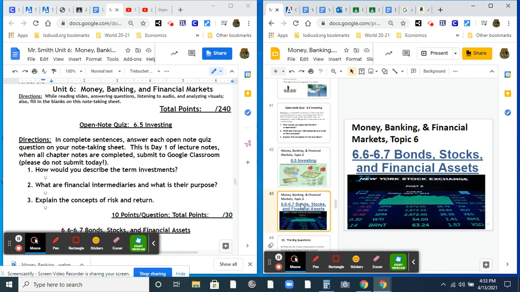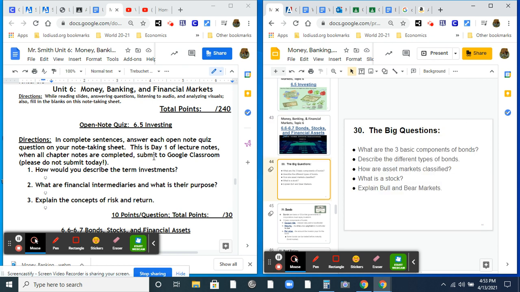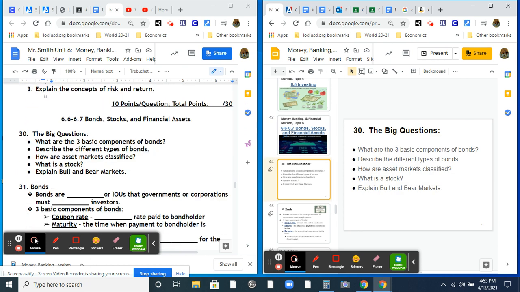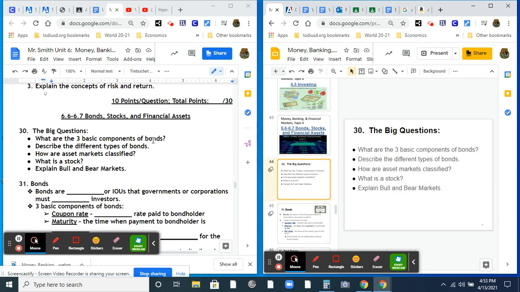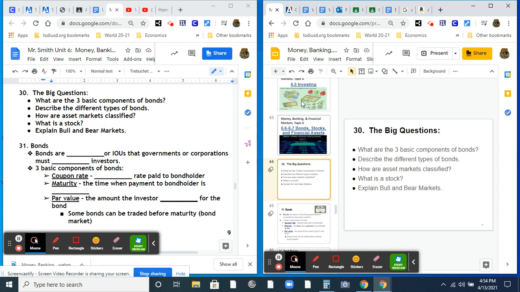That wraps up investing. Moving on to bonds, stocks, and financial assets. Some key questions here. The big questions are: what are the three basic components of bonds? Describe the different types of bonds. How are asset markets classified? What is a stock? And explain bull and bear markets.